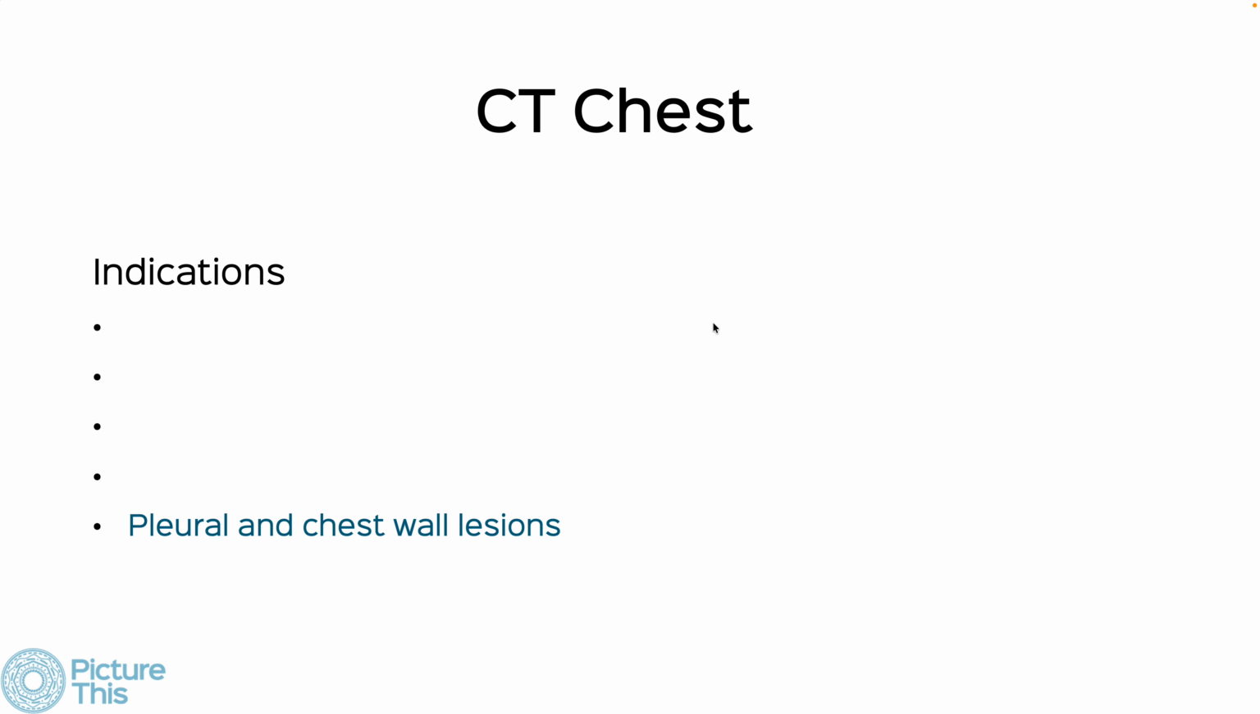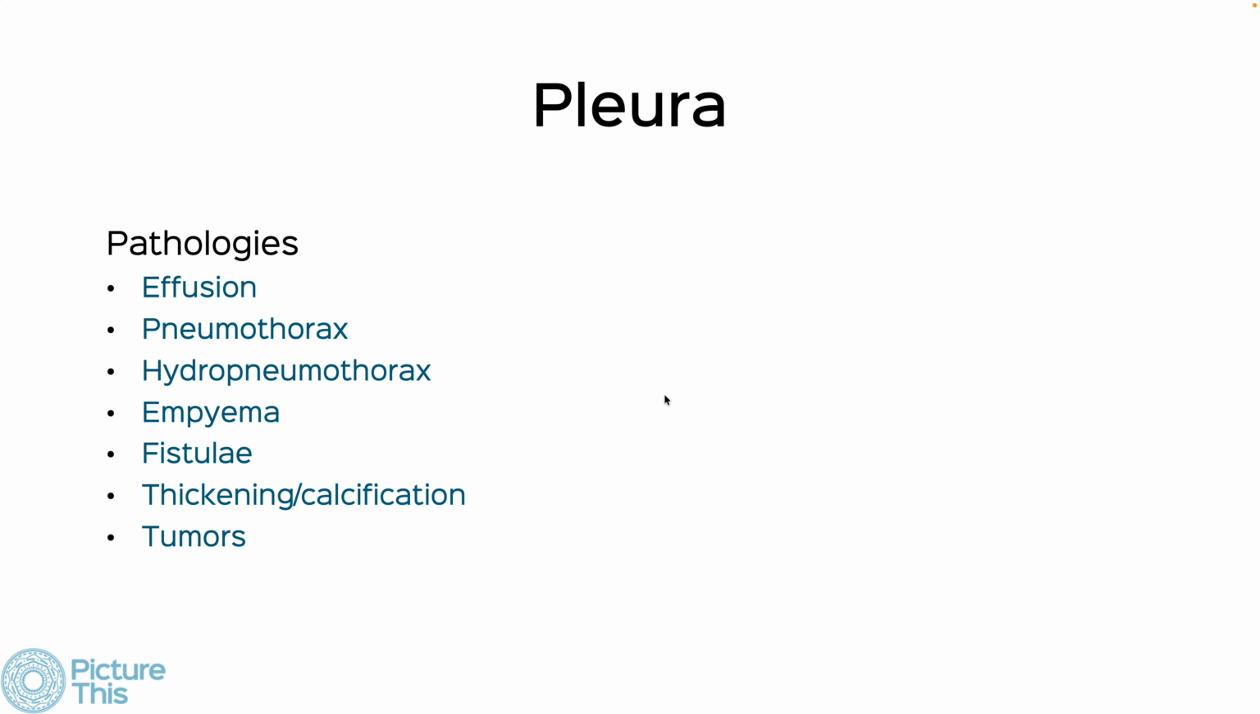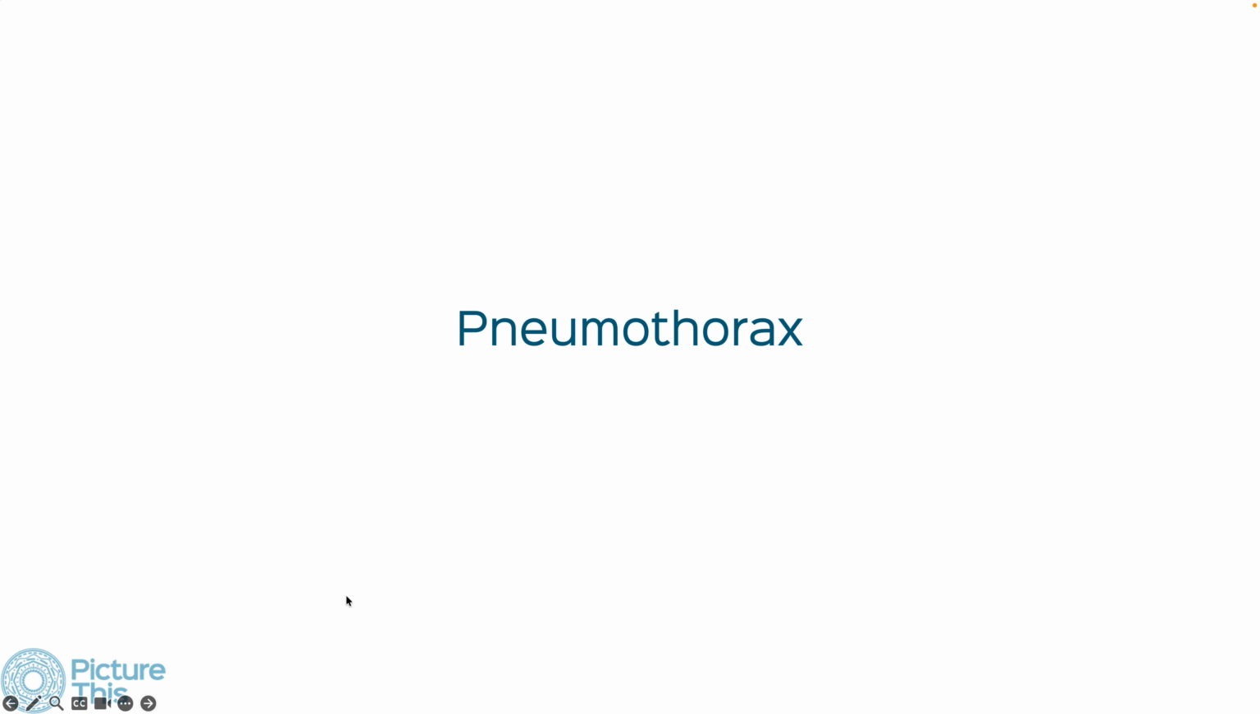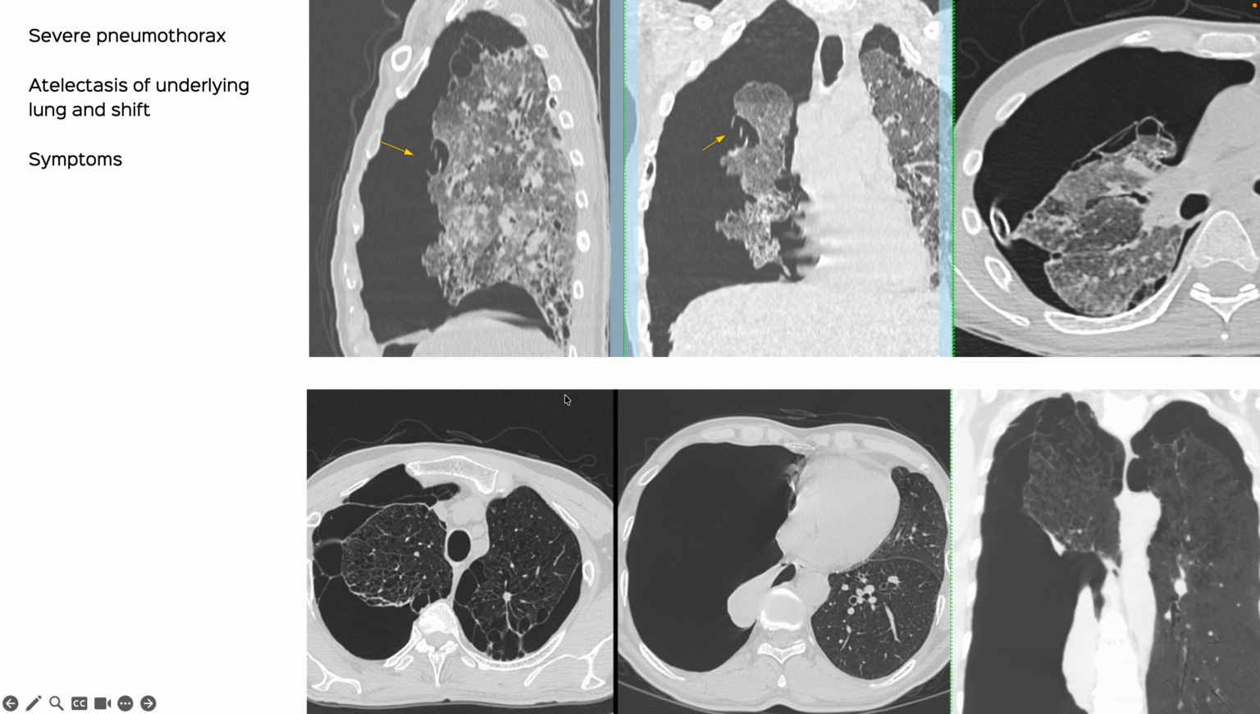hiatus hernia, lipomas, etc. Then we have pleural and chest wall lesions, and for pleural lesions, CT is useful in all of these conditions. I'll just touch on pneumothorax because we don't talk about that too often. CT not only detects pneumothorax but often the cause. So in this patient who has severe pneumothorax, we see these large cystic areas, one of which has ruptured and caused it. Here's another patient with severe emphysema and another pneumothorax here because of rupture of one of the bullae.